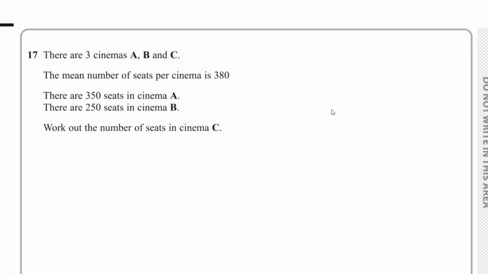Question number 17. There are 3 cinemas, A, B and C. The mean number of seats per cinema is 380. There are 350 seats in cinema A. There are 250 seats in cinema B. We have to work out the number of seats in cinema C.